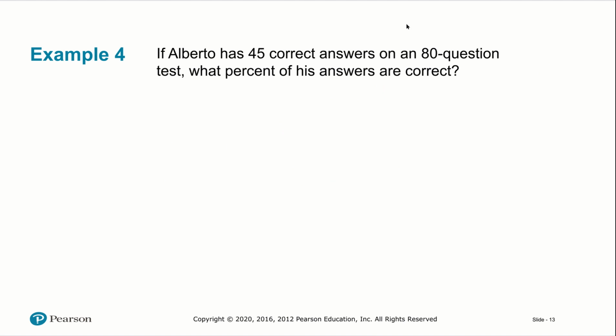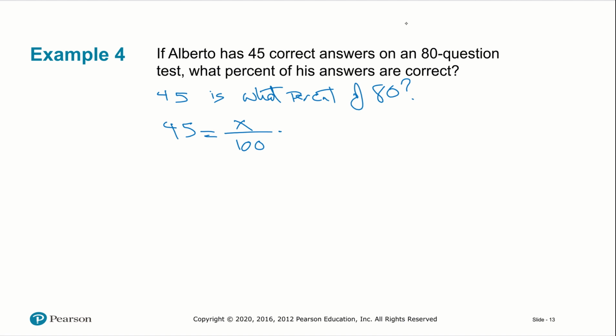All right, so here we have Alberto, who has 45 correct answers on an 80-question test. We want to know what percent of his answers are correct. So basically, we want to know 45 is what percent of 80? So very simply, we say 45 is x over 100 times 80.